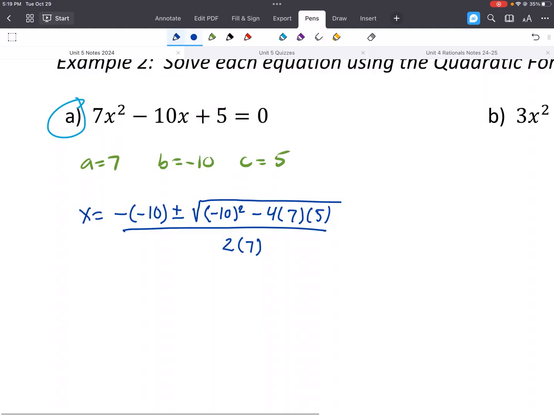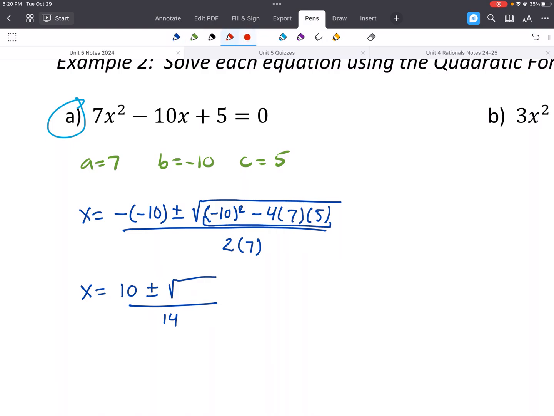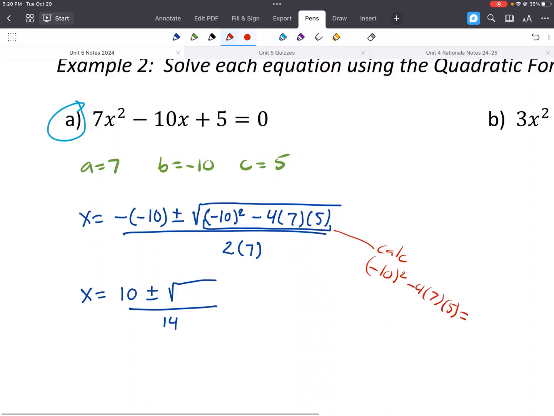Okay? Same first steps. Again, there's nothing different here from last time. We'll want to evaluate the inside part. So plug -10 squared minus 4 times 7 times 5, this whole thing, into your calculator. So we're going to calculate that. And we end up getting -40. Oops, messed that up.